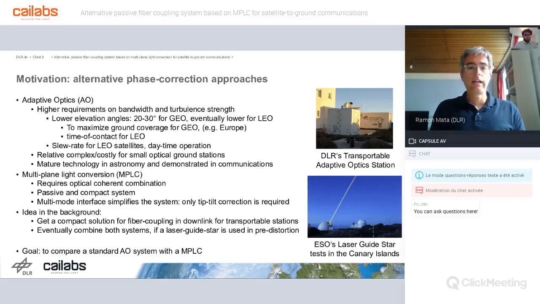So talking about adaptive optics, if we look at the requirements, we have different requirements than in astronomy, because we are also targeting lower elevation angles. For geostationary satellites, we are targeting 30 degrees, maybe 20 degrees. For LEO satellites, even lower, because we have to maximize, first of all, the coverage, also for the geostationary. So if we go to higher latitudes, then we will not have coverage of the GEO if we limit the elevation angle too much.